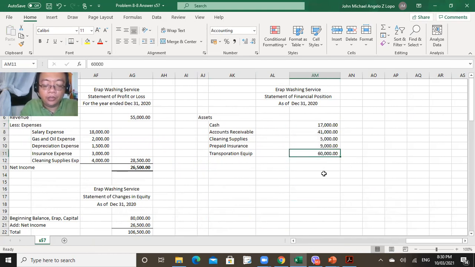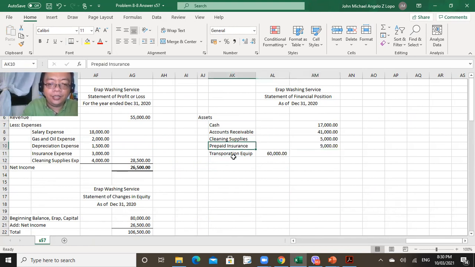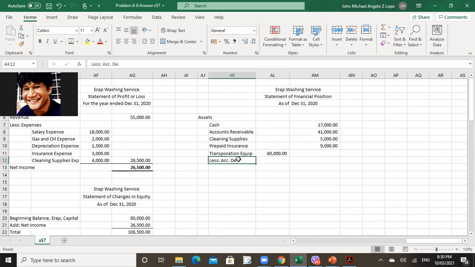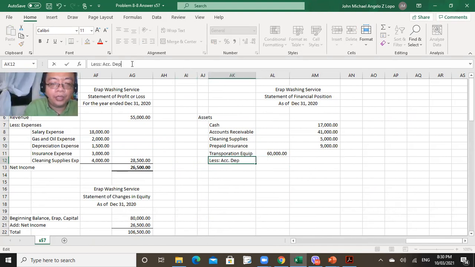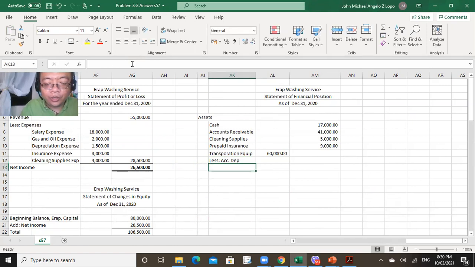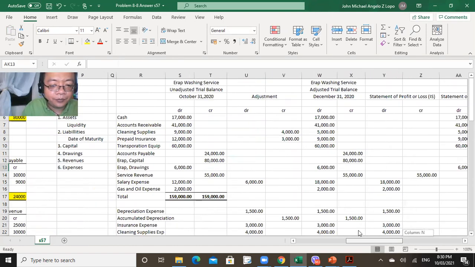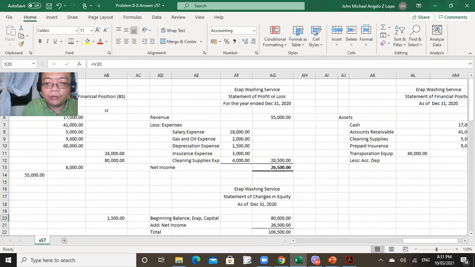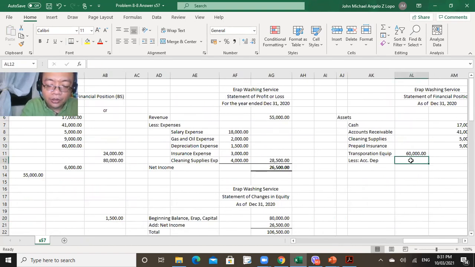All right. By the way, I will put it here, because you have your accumulated depreciation to deduct. You less your accumulated depreciation. Why? Because again, in terms of your transport equipment, you will deduct your contra asset. How much would be your contra asset? I believe this is 1.5. So minus here 1,500.